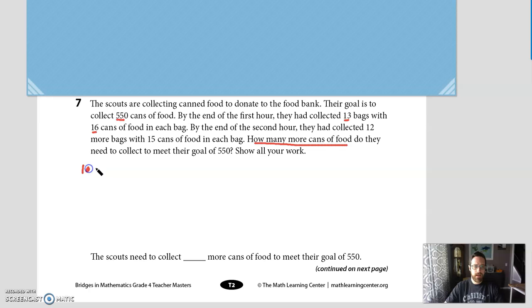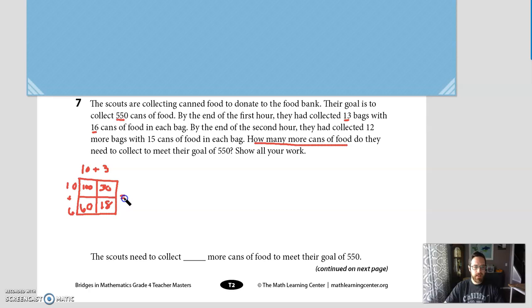So I'm going to set up my area model. 10 plus 3 and 10 plus 6. Set up my area model and draw this up. Then I'm going to do the multiplication, and 10 times 10 is 100. 10 times 3 is 30. 10 times 6 is 60. And 6 times 3 is 18.